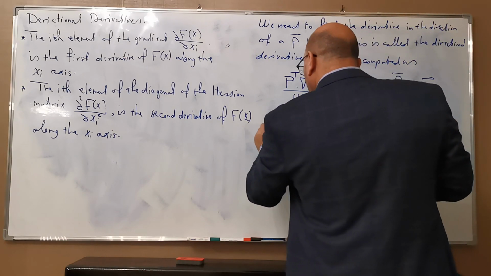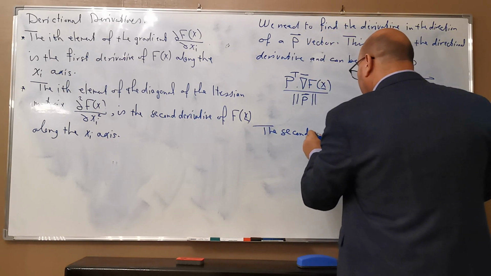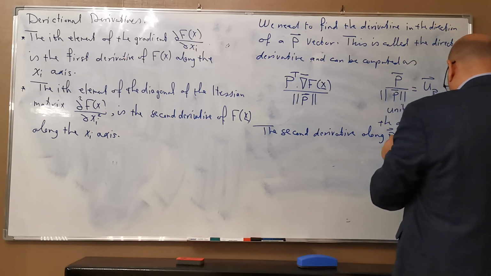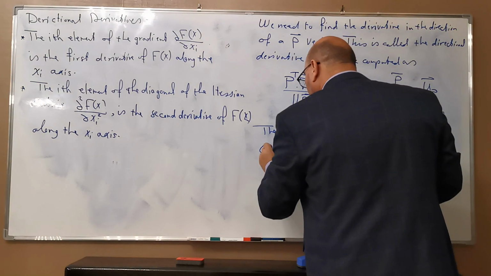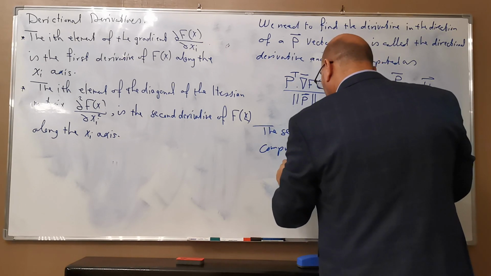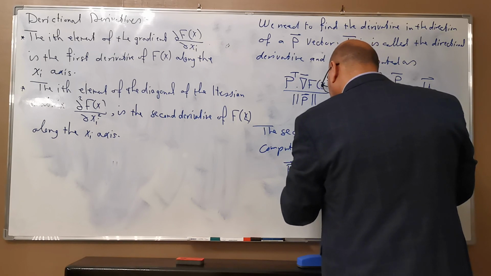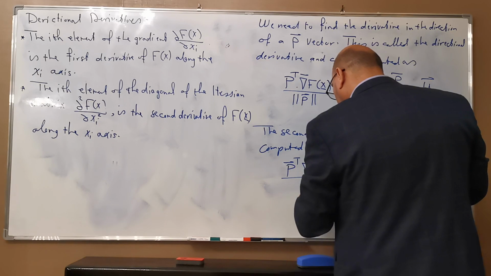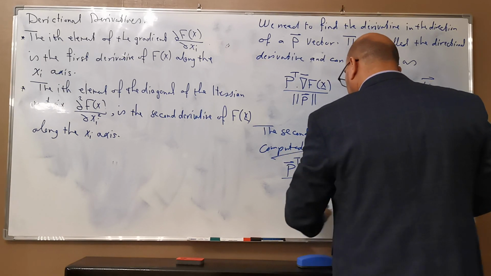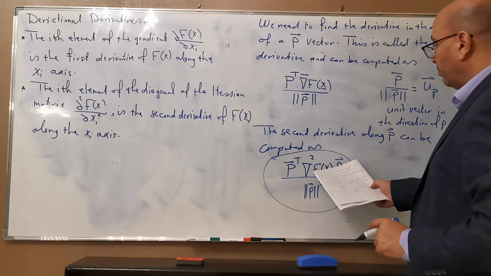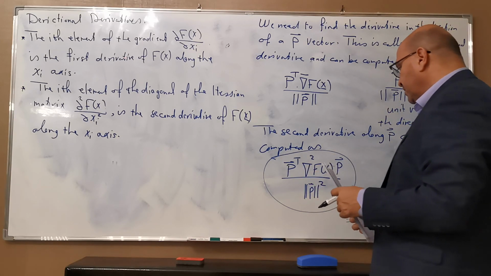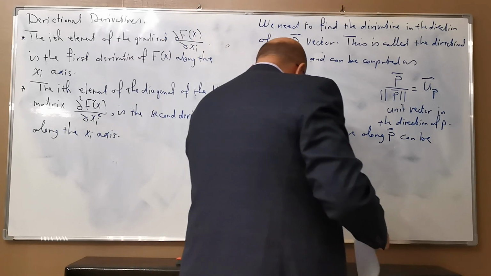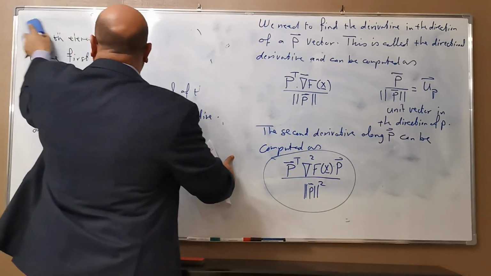To find the second derivative along p, it can be computed as p transpose the Hessian of f of x times p divided by the norm squared of p. So this is the second derivative in the direction of p computed with the Hessian matrix. Okay? P transpose the Hessian matrix times p, and this is the answer. Let me just take an example and demonstrate how we can find directional derivatives.